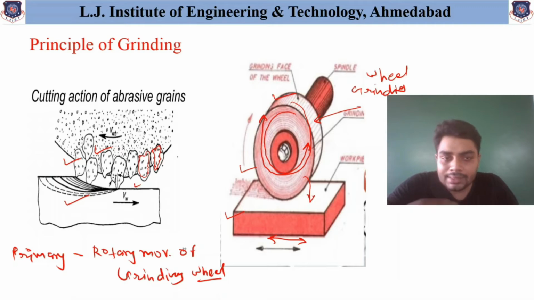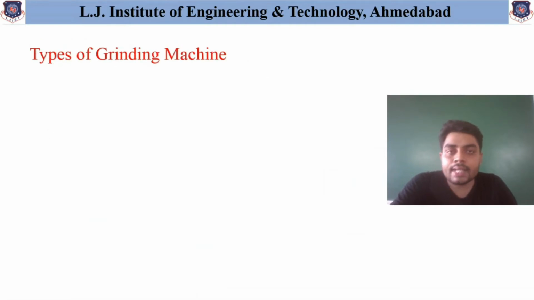I hope it is now clear to you how this grinding machine operates and how the material removal takes place by using this grinding wheel. Now let us understand the different types of grinding machines available. There are mainly two types of grinding machines available.